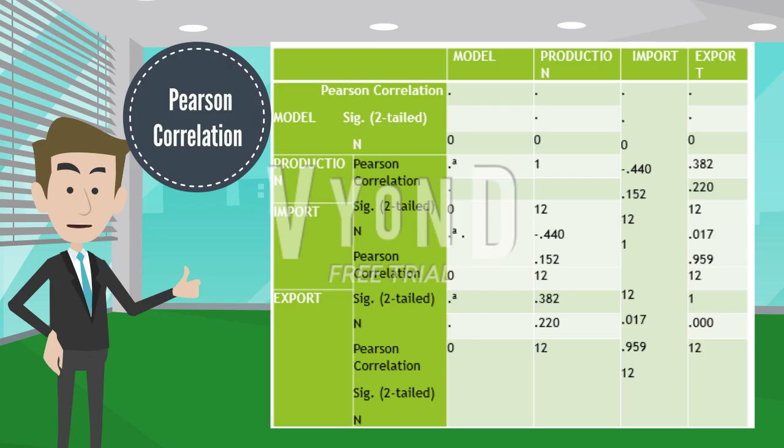The Pearson correlation measures the direction and degree of the linear, straight line, relationship between two variables. Level of significance determines the critical value. For SPSS, we use the p-value or significance value and compare it with the alpha value. We can conclude that there is an association between production and import. Production and export: H0, there is no association between production and export. H1, there is an association between production and export. The p-value equals 0.220, which is more than 0.05.